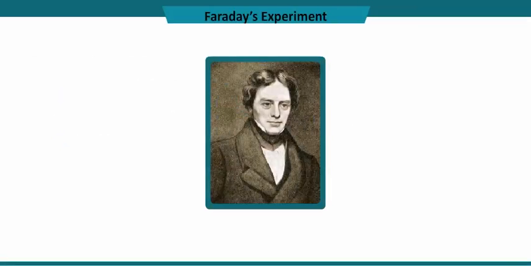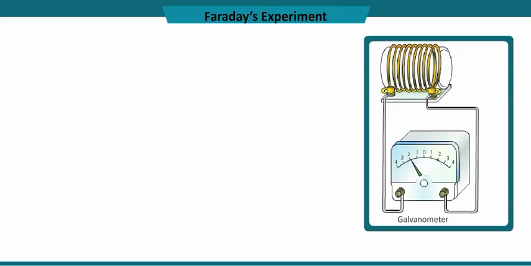In 1831, Michael Faraday investigated the relation between electricity and magnetism by conducting a number of simple experiments that led to the invention of electromagnetic induction. The production of electromotive force in a coil due to changing magnetic flux linked with the coil is called electromagnetic induction. Now, let us learn Faraday's experiment to understand electromagnetic induction.